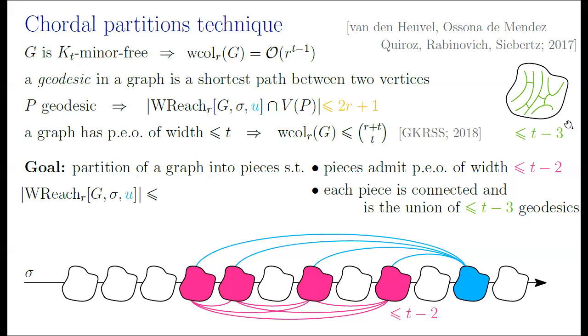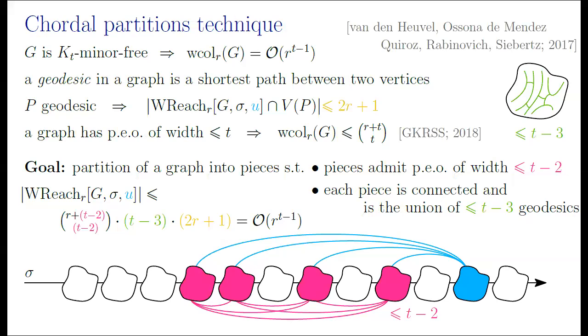So why is it enough? Say that we take this ordering on vertices of the graph, and inside of the pieces, I think we can do whatever we like. It can be arbitrary. And we want to show that with this ordering that I described, this weakly r-reachable set is bounded.